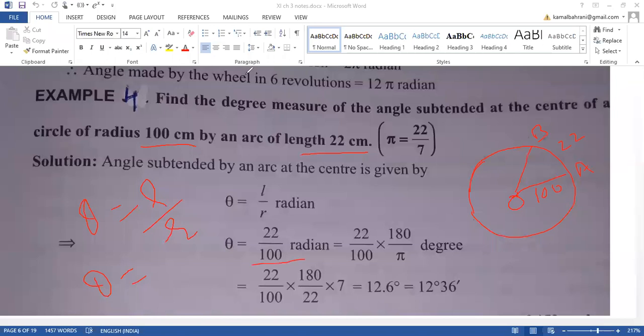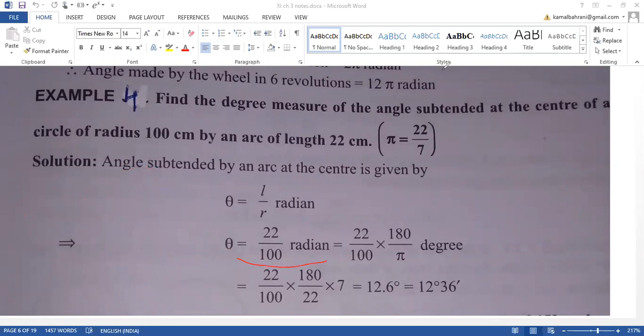22 by 100 if you divide. Now this is in radian. I told you earlier also, whenever you are using this formula, theta will be in radian instead of degree. So this will be radian. Now they are asking the degree measure. So what you have to do? You know how to convert radian to degree. So we have got this relation. Clear?